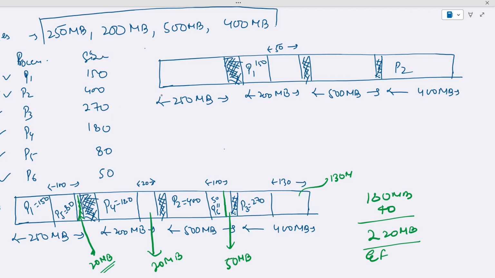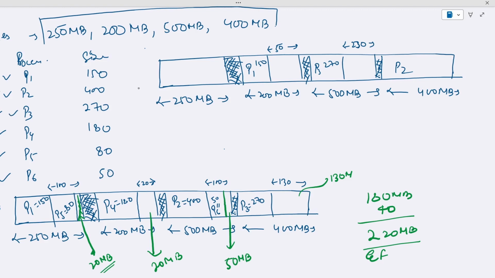P3 270. First block 250. Definitely we are not able to add this process here. 50, not able to add. 500 is the only space left, and if only one space is left then we have to provide this space to that process. So 270 space is filled here and the space left is 230. 230 space left here. Now P3 is also completed.